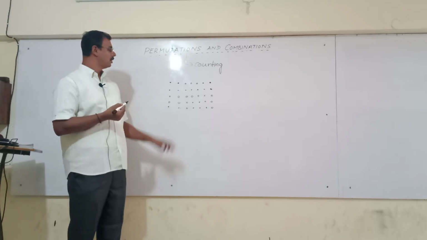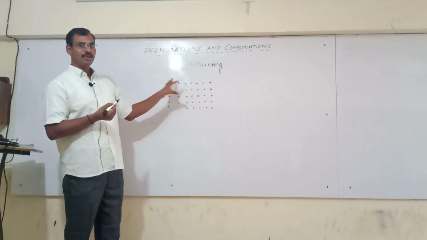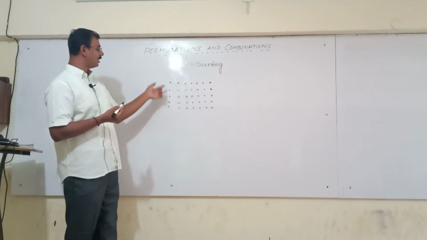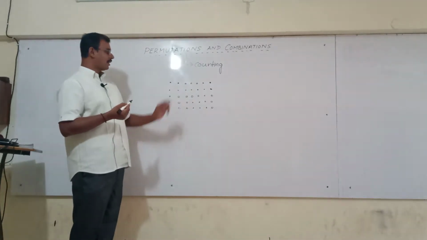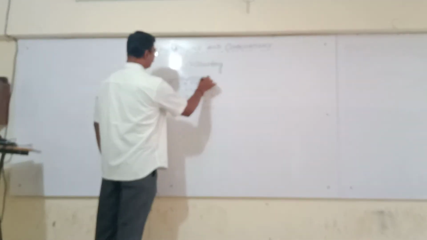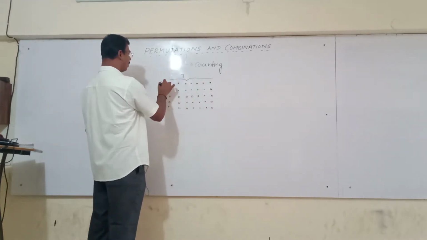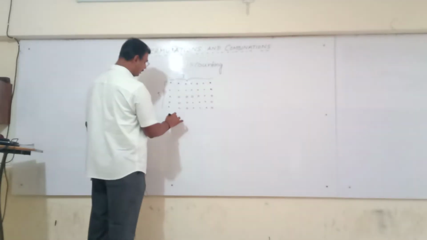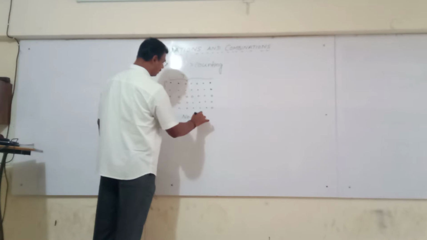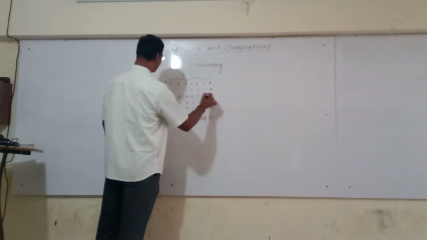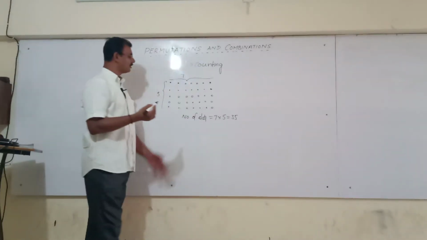No. Why? Because we know there is a rule. What do you observe here? It is a rectangular grid. In a rectangular grid, observe how many columns there are: 7 columns. How many rows are there? 5 rows. Therefore, the total number of dots is equal to 7 into 5, which is 35. So this is the rule.